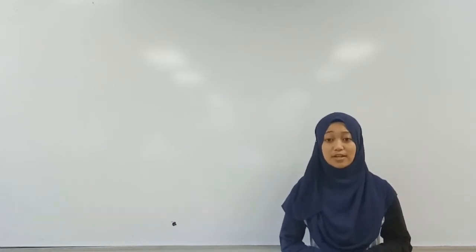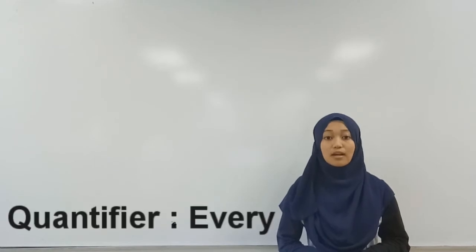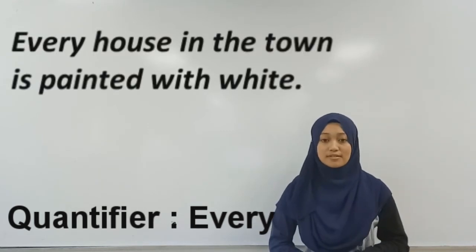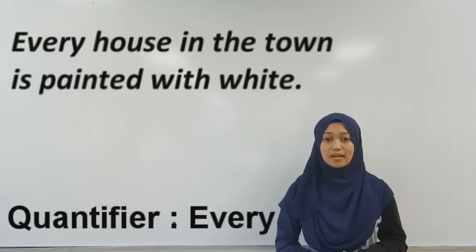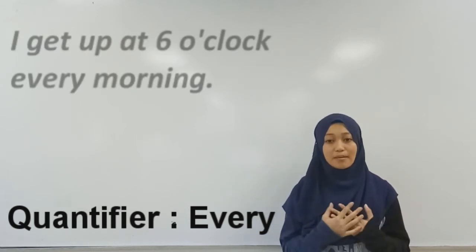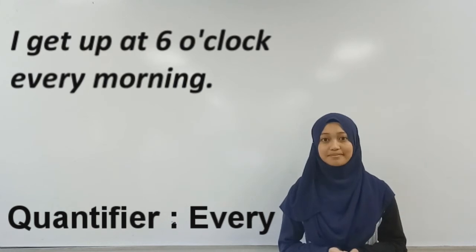The last quantifier is every. Every is used to refer to a larger group. For example, every house in the town is painted white. It is also used for repeated action. For example, I get up at 6 o'clock every morning.